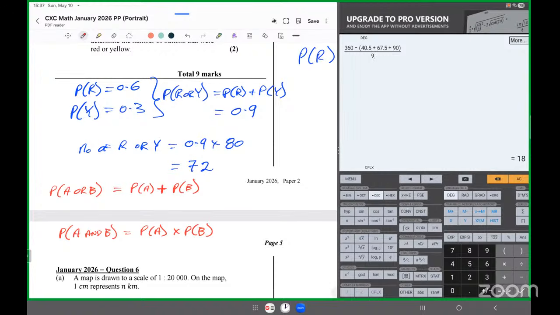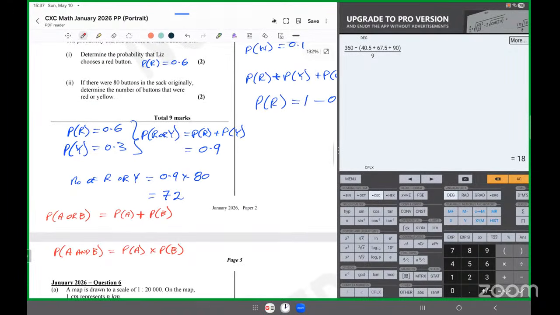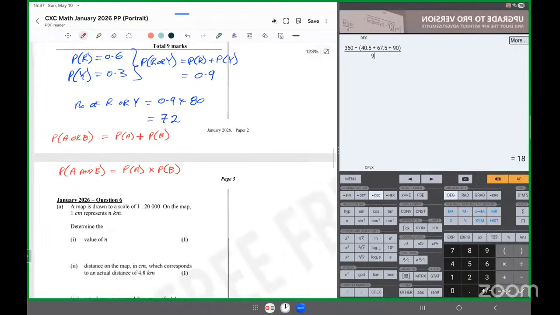Probability of something or something, you add the individual probabilities. Probability of something and something happening, both of them, this and that, or this then that, you multiply the probabilities. You want this, then that, you multiply the probabilities. You want this and that together, you multiply the probabilities. All right? That is it. We can move on.